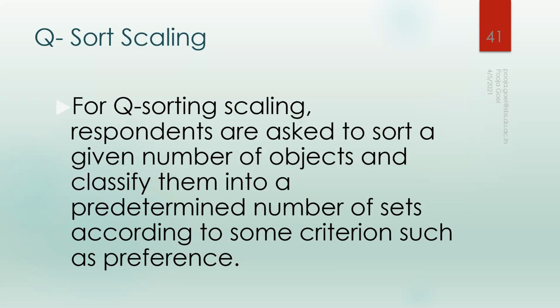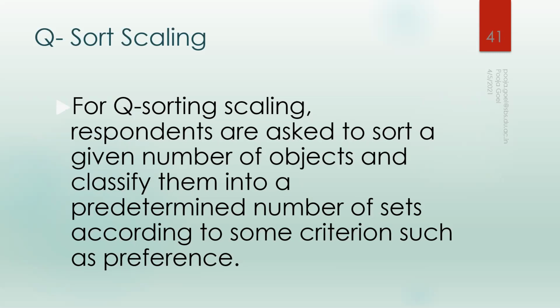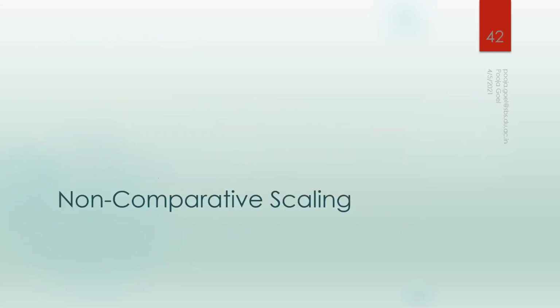Third, next is Q-sort. Within comparative, it is Q-sort. Now you can see that in all these types of scaling, we are comparing between the alternatives. So for Q-sort scaling, respondents are asked to sort a given number of objects and classify them into a predetermined number of sets according to some criterion such as preference, right?